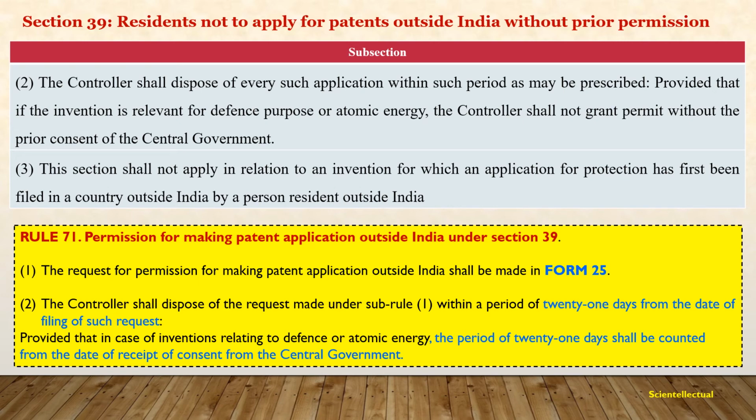The relevant rule is Rule 71. Permission for making patent application outside India under Section 39. It says that the request for permission for making patent application outside India is to be made through Form 25. The controller shall dispose of the request within a period of 21 days from the date of filing of such request, provided that if the invention is related to defense or atomic energy, the period of 21 days will be counted from the date of receipt of consent from the central government.